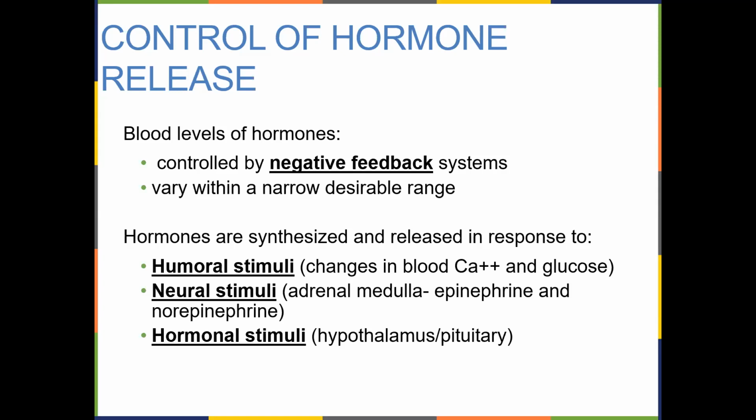Now, what turns on the hormones? What causes a stimulus? Well, there are three different ways that we can stimulate the release of a hormone. We have what's known as humoral stimulus. Blood calcium levels go up. We're breaking down a lot of bone. If our blood calcium levels go up, it means that we've got either too much calcium in our diet or we're breaking down bone. So we respond to that by stimulating bone production, bone deposition.